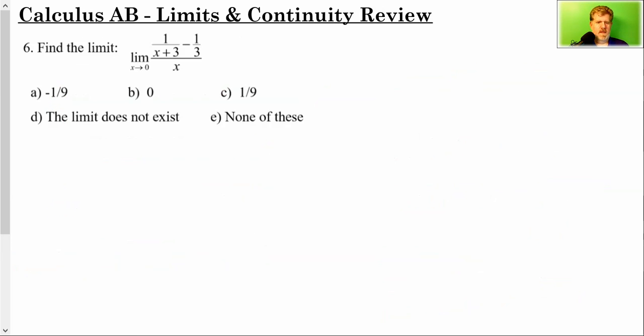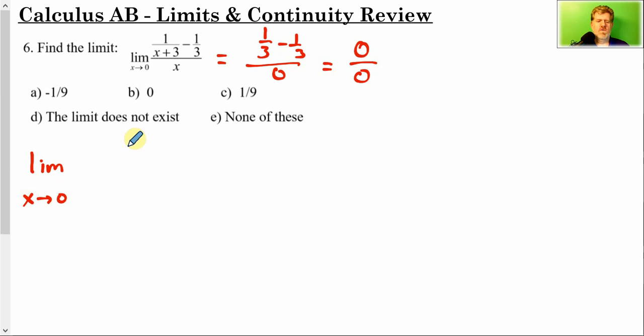Okay. If I plug in 0, the first thing you should do, I'm going to get 1 over 0 plus 3 minus 1/3 over 0. That's the wonderful 0 divided by 0. Means there's more work to be done to find our answer. So I will tell you, whenever you're dealing with a compound fraction like this, what you want to do is look for a common denominator.